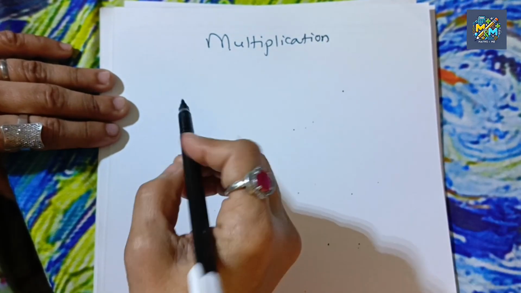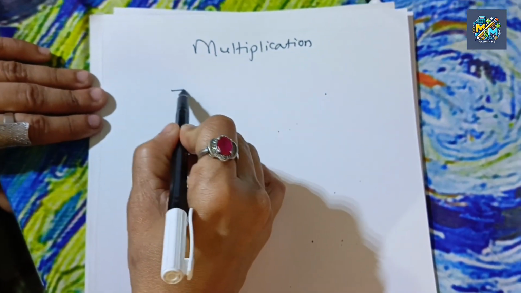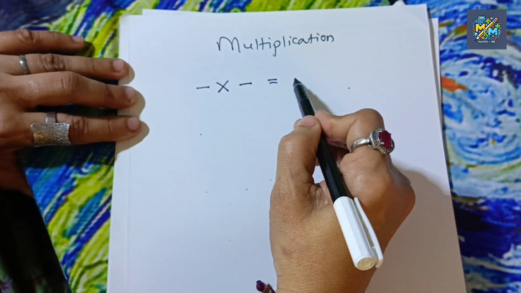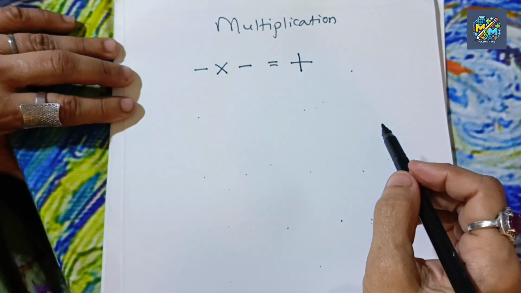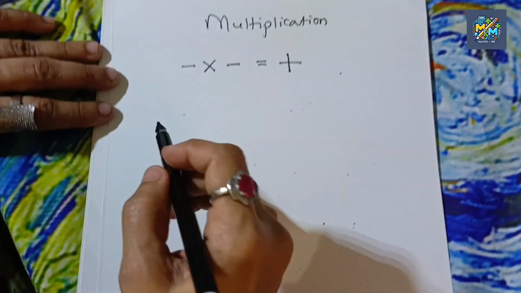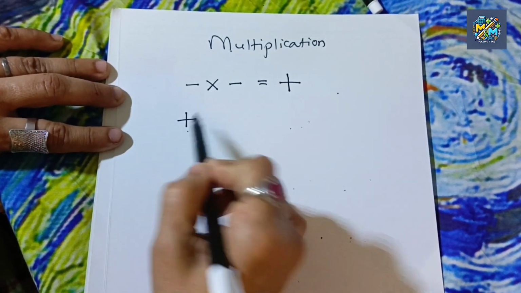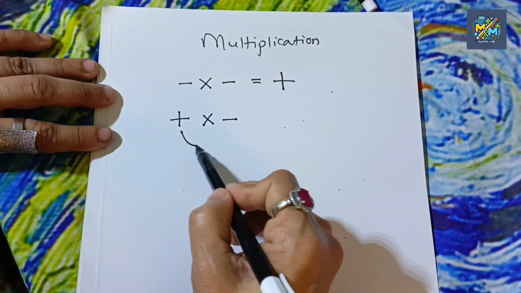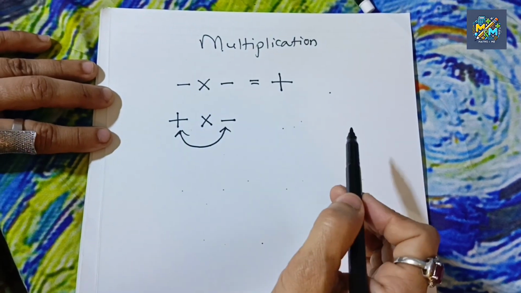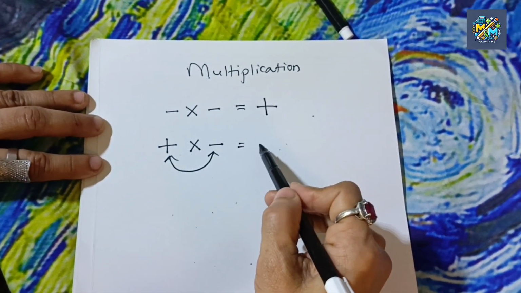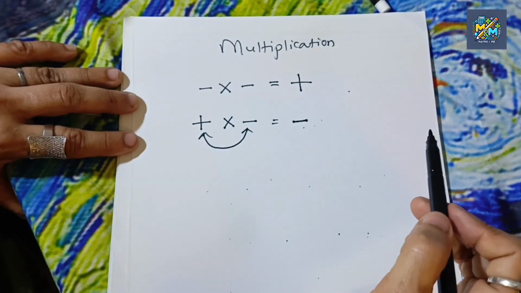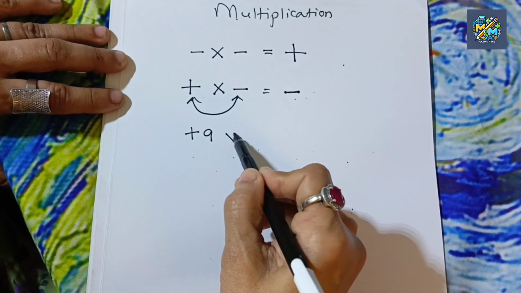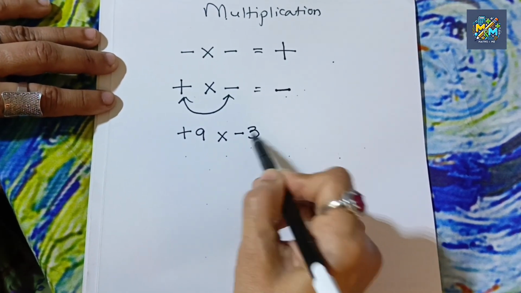So what am I going to do? In the previous thing, we have done minus multiplied by minus equals to, the sign is absolutely changed. That becomes a plus. Now, let's talk about one more thing. If I am having a plus sign, a multiply sign, and a minus sign. So when two opposite signs are multiplied, the answer will always be in a negative sign. How? I'll explain. If I'm having plus 9 multiplied by minus 3.